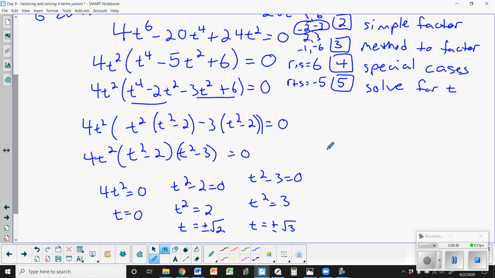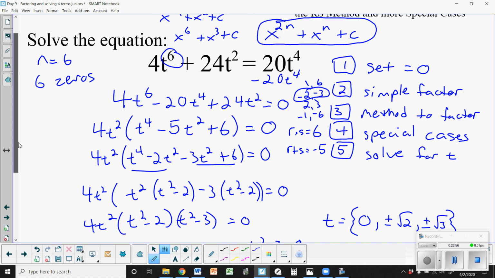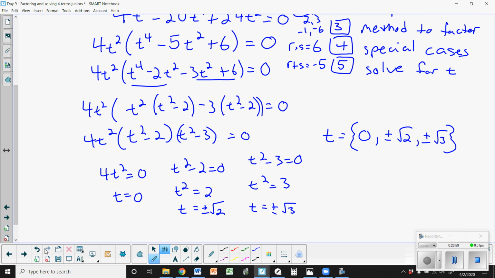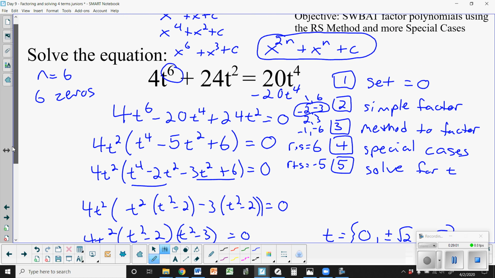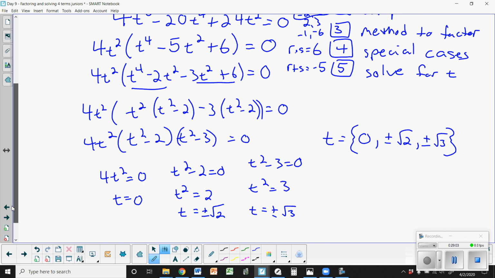So then our final answer, we have t equals 0. That's repeated twice. We don't need to write it twice though. And then we have plus or minus square root of 2, and also plus or minus square root of 3. 2 zeros, 2 zeros, 1 zero but it's repeated. So 2 plus 2 plus 2 gives us 6. We were expecting 6 zeros, so that would be our final answer. All right, so those are the problems today. Those are 5 of them. Notice that they're getting pretty long.